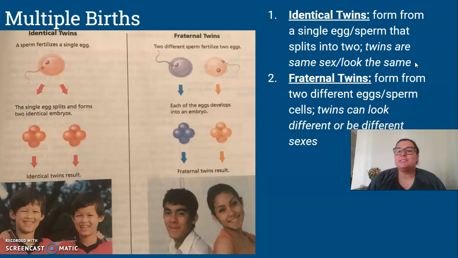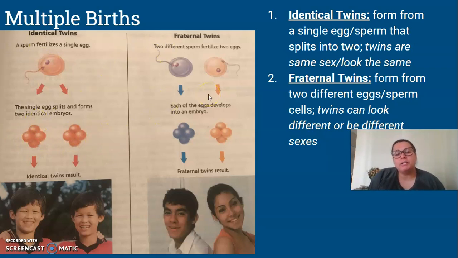All right, so here's a little side note for any of you that are interested about multiple births. So if you see a twin that is identical, that means that they came from the same egg and same sperm cell. What happens is something causes that egg to split through mitosis, and then they grow into two separate people inside the mother. So that's for identical twins.